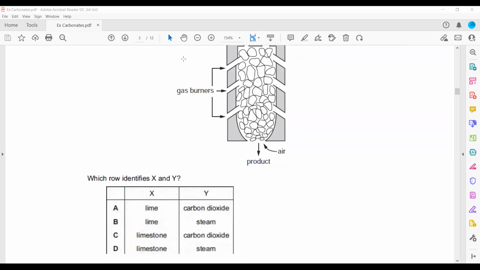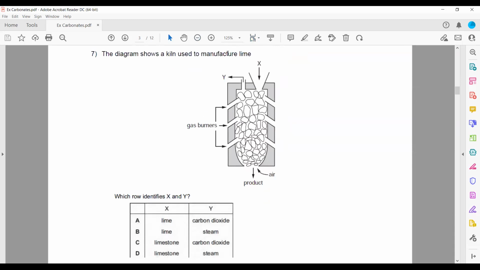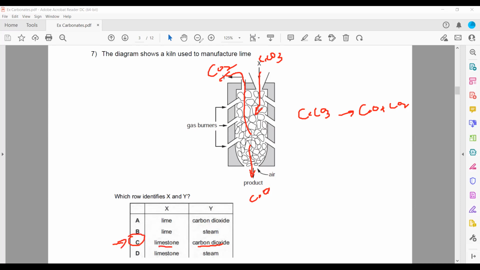So which row identifies the position X and Y? So what is X? X is not a lime, it is a limestone. Because when you have calcium carbonate, it decomposes into calcium oxide and carbon dioxide. So calcium carbonate, CaCO3, we add from here. Due to heat, it decomposes into calcium oxide, lime, and carbon dioxide gas will escape from the top. So the gas which escapes is carbon dioxide, and what is added from X is the limestone or calcium carbonate. So C should be the right answer.